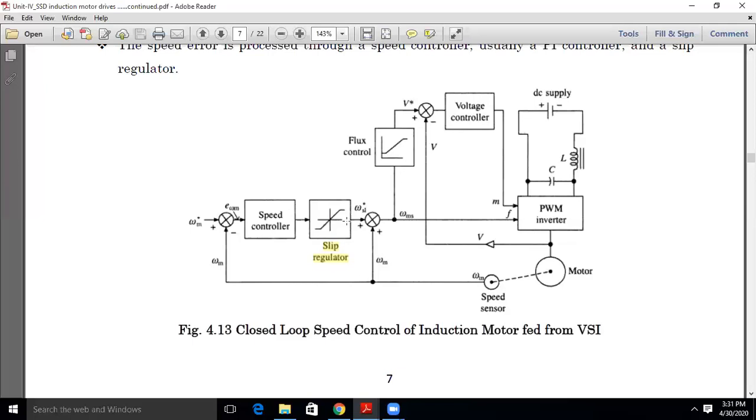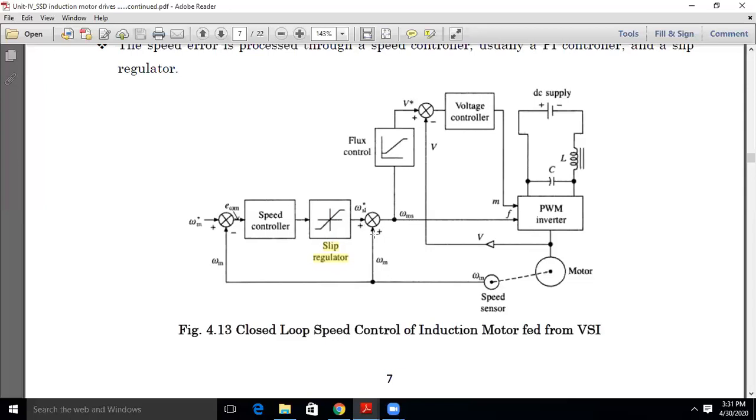The slip regulator also produces the proportional value of slip speed, which we call omega s star. This slip speed value is compared with the actual operating speed of the induction motor. So how much is the slip speed now? Actually, we are giving a reference speed.